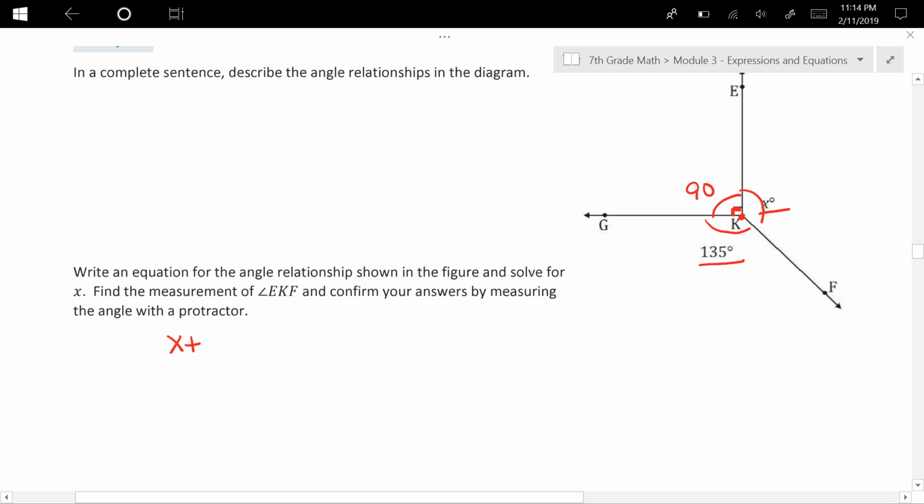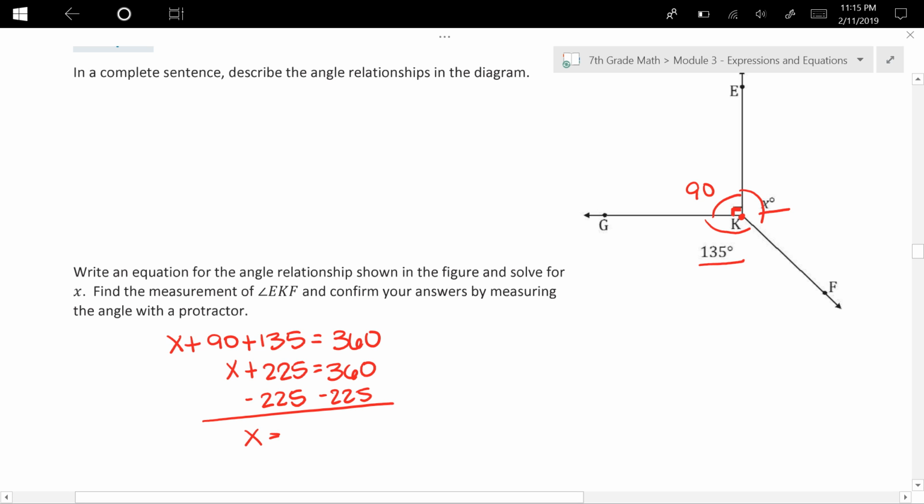So our equation would be x plus 90 plus 135 is equal to 360. So we'll combine like terms. So x plus 225 equals 360, and then we're going to solve for x. So we have x is equal to 135. So the measure of angle EKF is equal to 135 degrees.